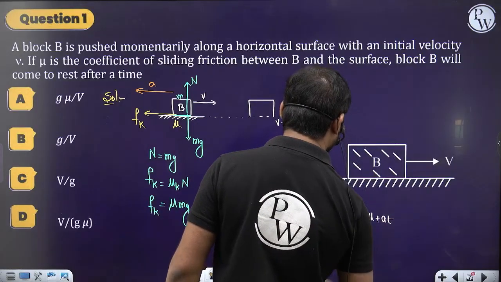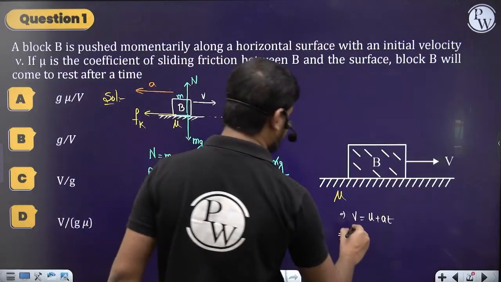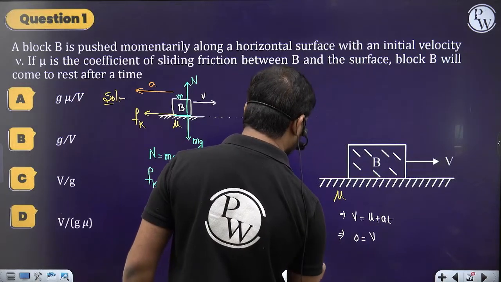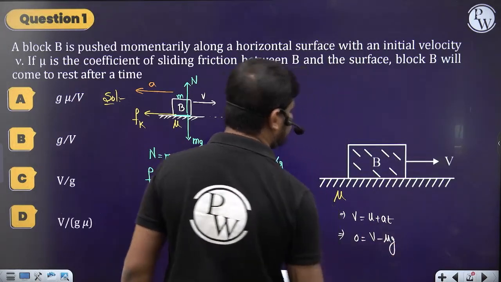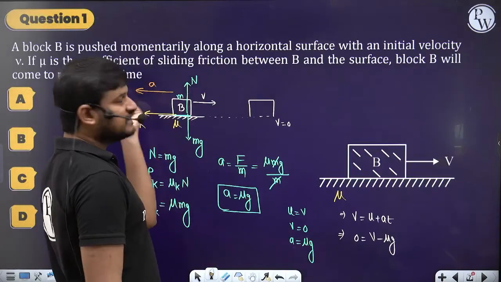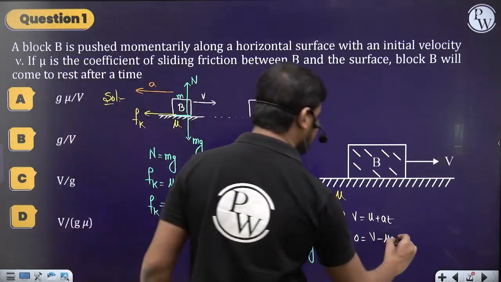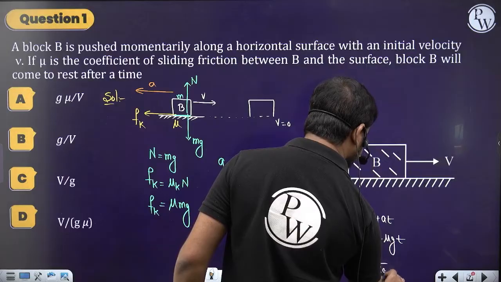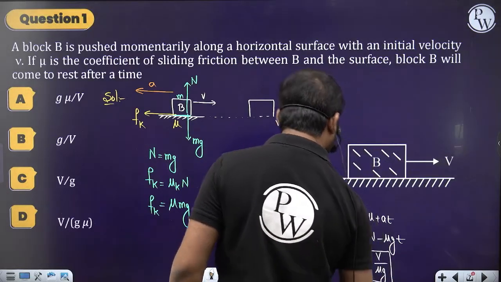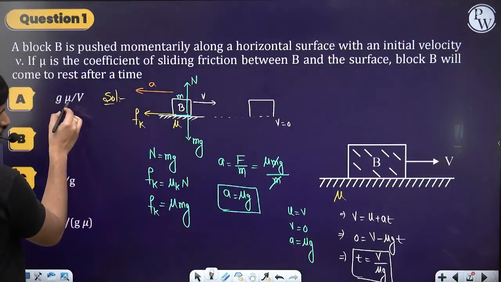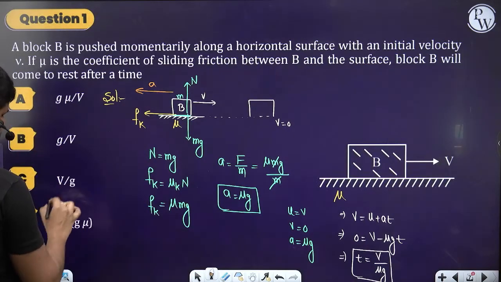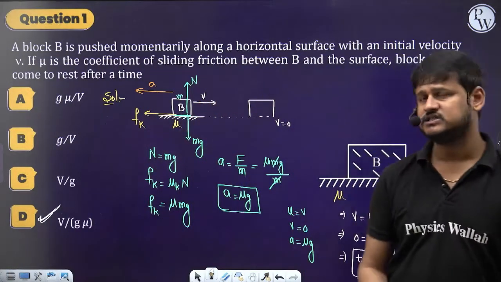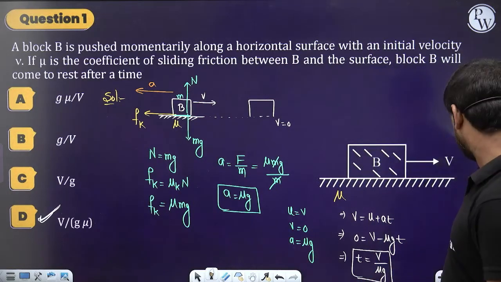From here, what we need is time, right? So v is 0, and in place of u, the initial velocity, v. In place of a, I am writing minus mu g, because the acceleration is on the negative side, right, into t. So we need time. So t is equal to v by mu g. Option D is the correct one. Clear, guys? Simple question again. Done? Chal, let's move further.